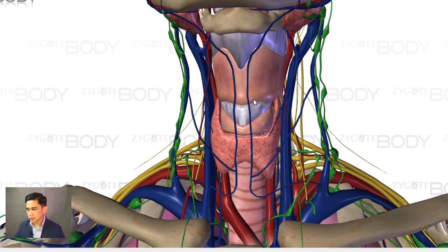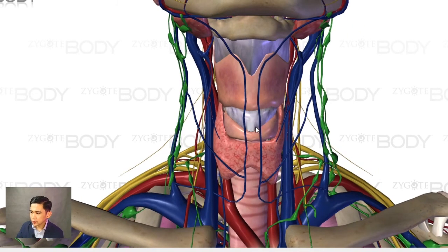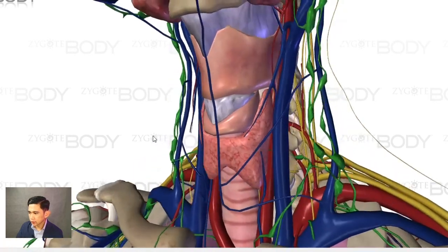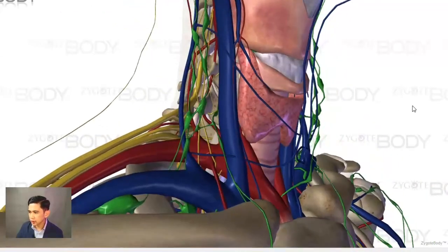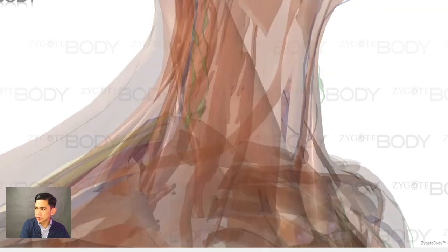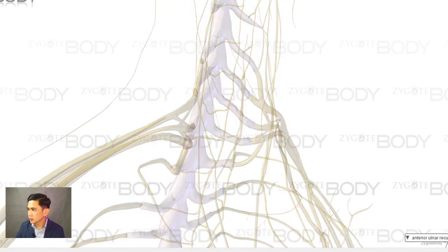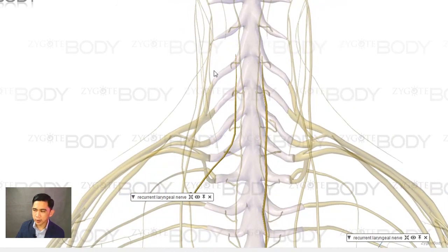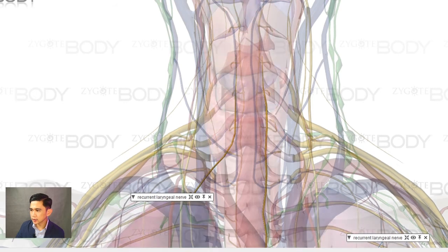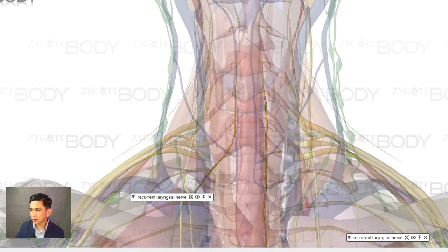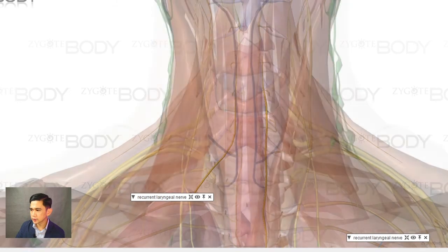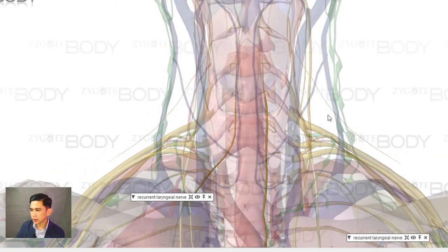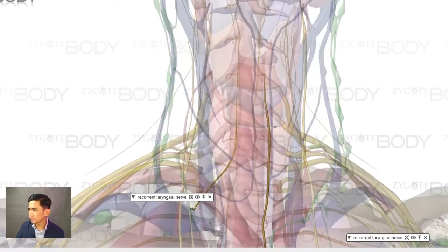Alright, so notice that, where are the nerves that we have to find? We need to find the recurrent laryngeal nerves. These are the nerves that are found at the back of the thyroid. So if you have to trace that, it's just beneath, behind the thyroid gland. You have to trace that.